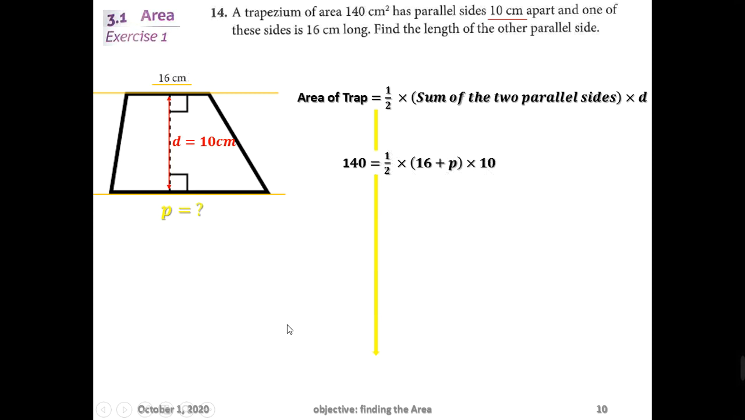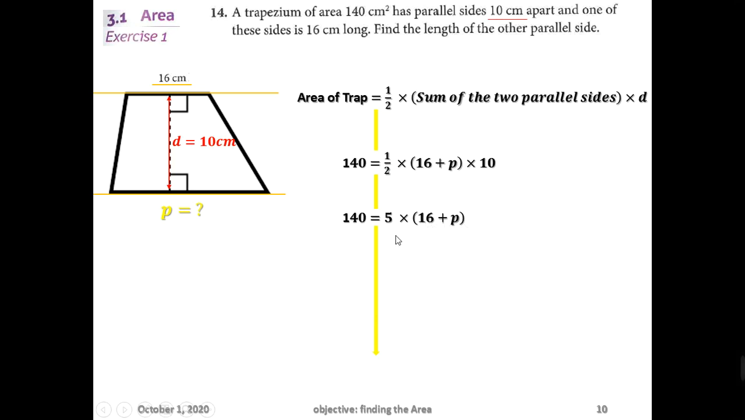Now, before we actually apply inverse operations, or opposite operations, to solve for P, or to make P the subject, we must simplify this equation. How? Half times 10 is actually 5. So it's going to become 140 is equal to 5 times, inside brackets, 16 plus P.